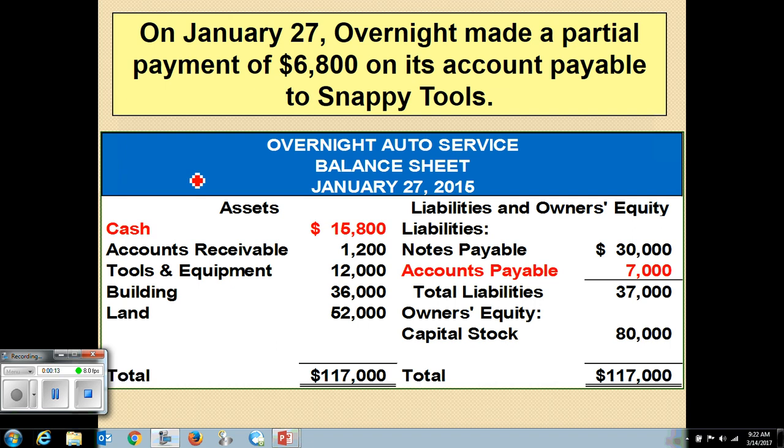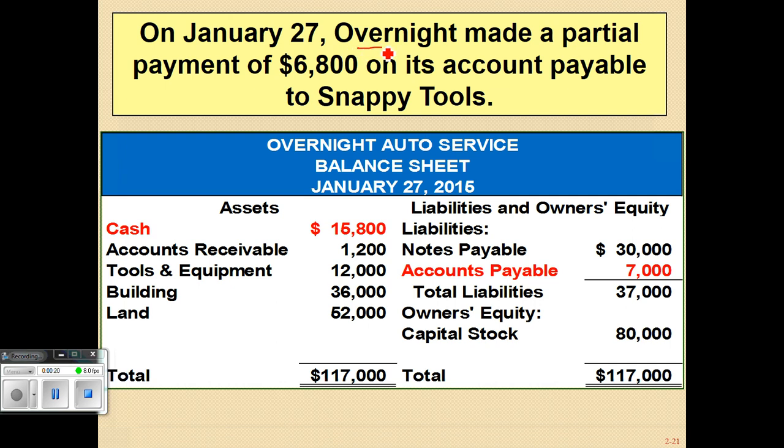Where I left off is we were going through some transactions and how they impact the balance sheet. And here on this 27th, they made a partial payment of $6,800 on their accounts payable. So cash is going to go down by $6,800, and their accounts payable is going to go down by $6,800. And notice that also means that my assets are going to go down by $6,800. Why? Because my cash went down, and my liabilities plus owner's equity are going to go down by $6,800. And notice my assets still equal my liabilities plus my owner's equity.